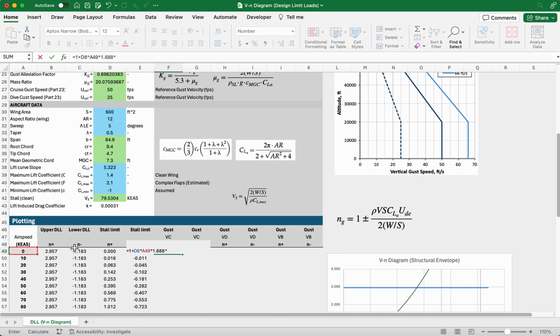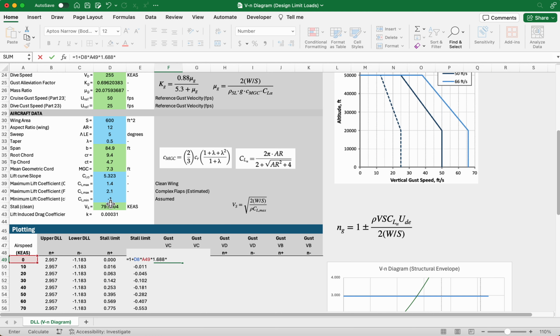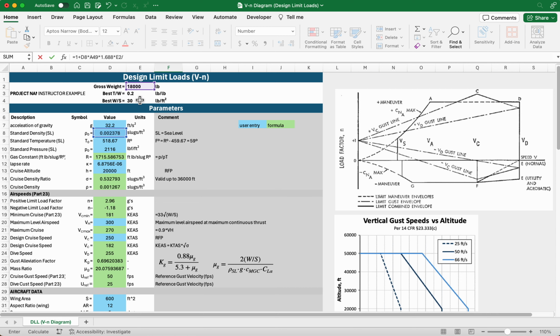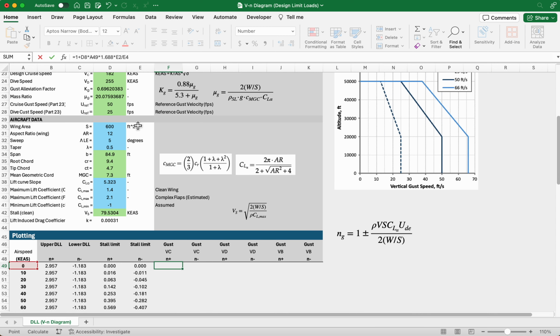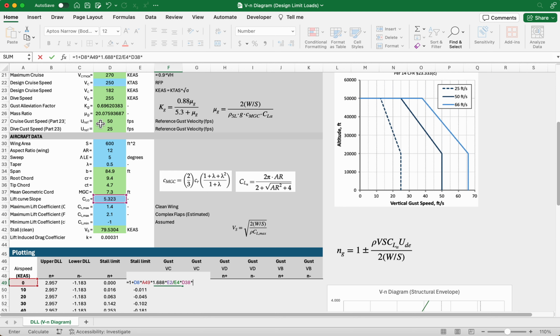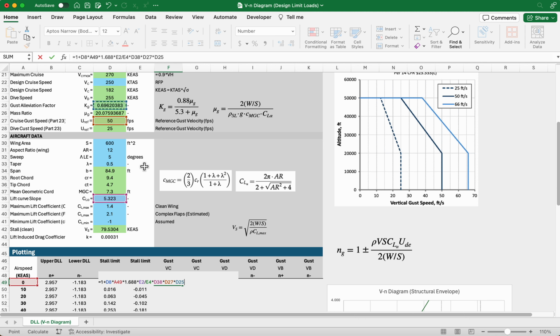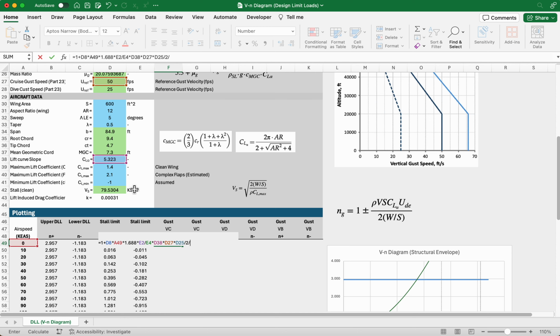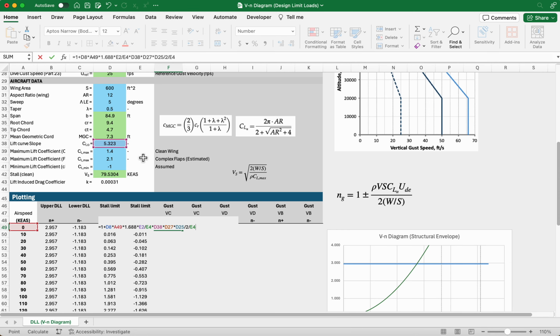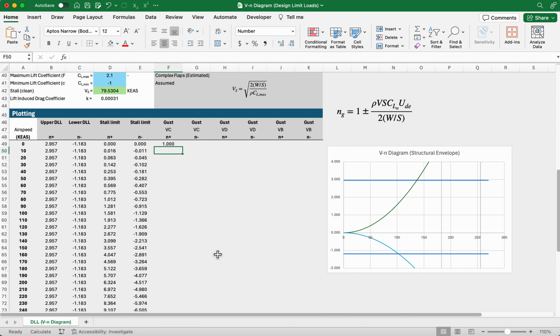times our wing area. Our wing area is equal to our weight divided by our wing loading, so weight divided by wing loading gives our reference area, times the slope of our lift curve, CL alpha, times, for cruise, our gust velocity 50 feet per second times our alleviation factor Kg. Kg is the same for cruise and dive, divided by 2, divided by our wing loading again. A good check is that your first value should just be 1. Your velocity at the beginning is 0, so that second term goes to 0.